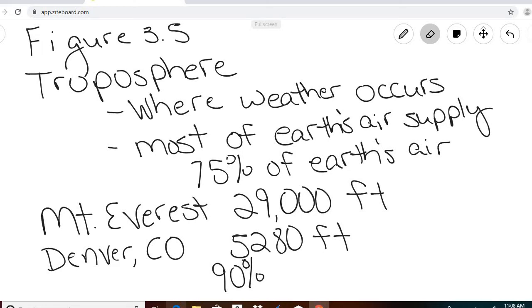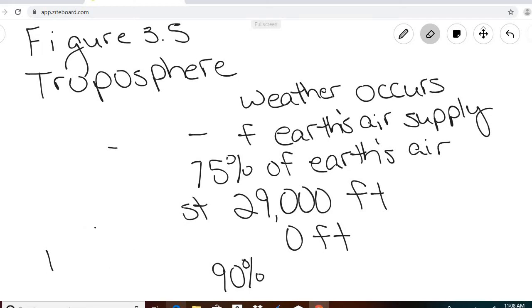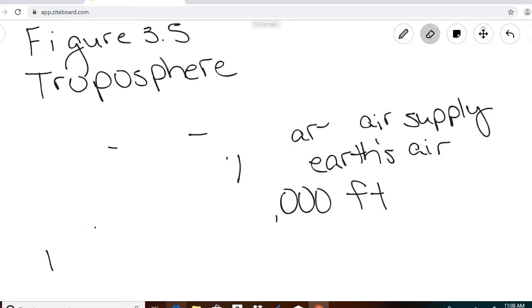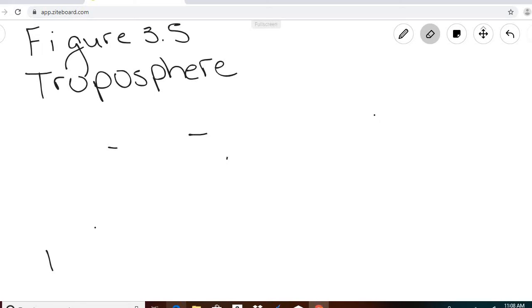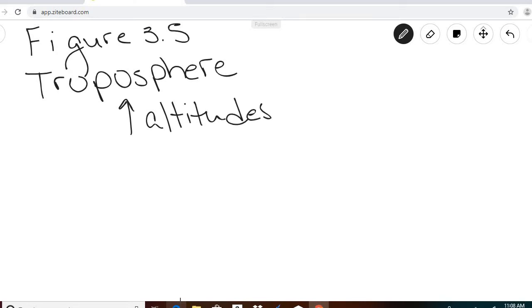So even within the troposphere, up to 7 miles, you will see decreases in pressure as you go to increasing altitudes. The other thing that will change within the troposphere is that as you go to higher altitudes, the temperature will decrease.